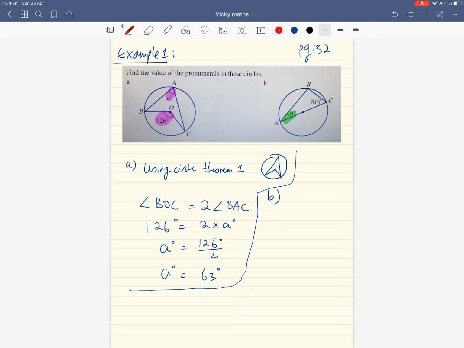Okay, so let's change it to blue. First of all, state what circle theorem you're using. So using circle theorem 2, or you can draw the symbol.